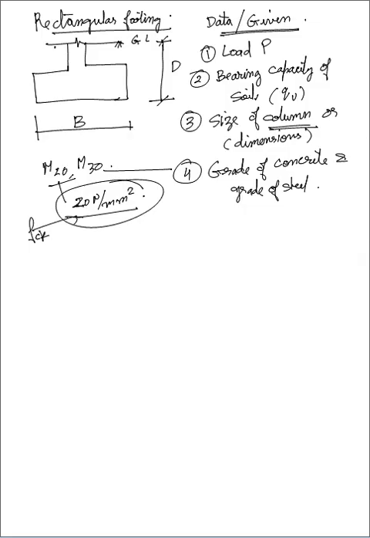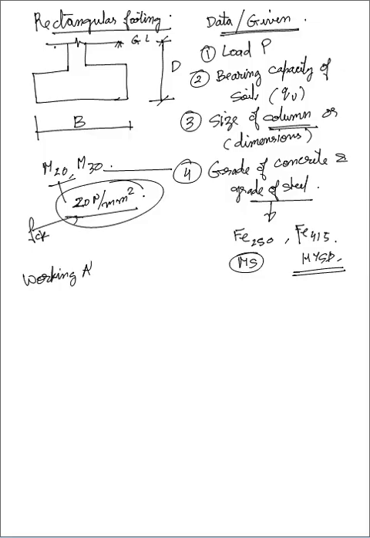Then the grade of steel, you know, it may be either Fe 250 or Fe 415. Whether it is mild steel or HYSD steel, you have to know the values and use them according to the given data. These are the data we are supposed to use while designing. Now the working approach, which means which steps need to be followed.